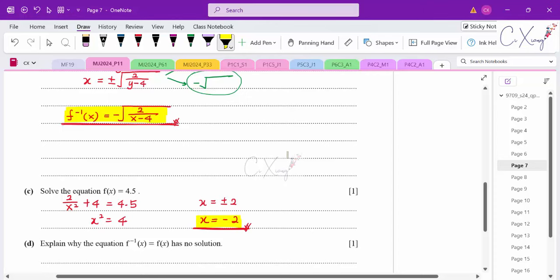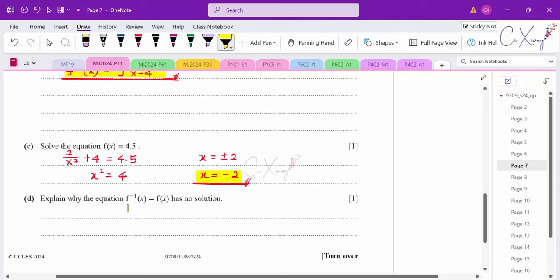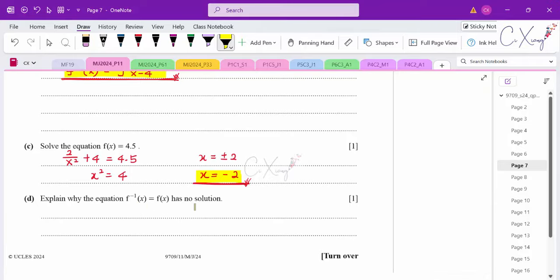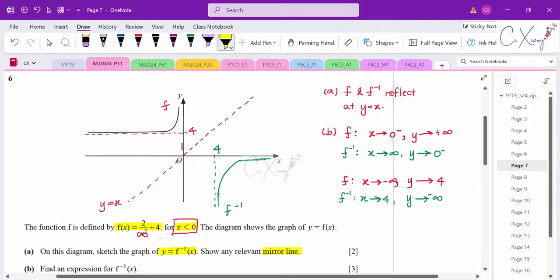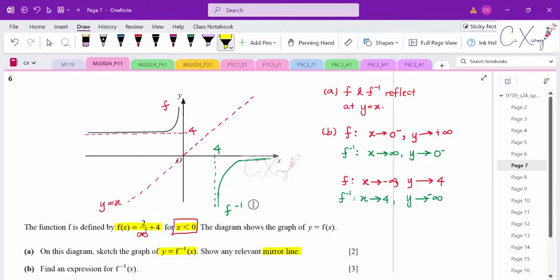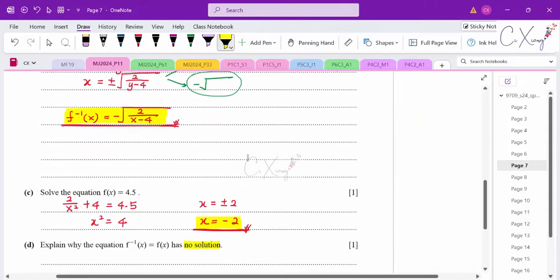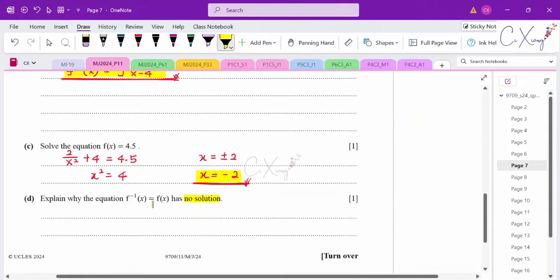Okay, and after that they are asking, explain why the equation f(x) equals f inverse has no solution. If you have a look at the diagram here, I think it's very obvious. You can see that the function f is in this quadrant, and the function f inverse is in this quadrant. Basically they won't intersect with each other. When they don't intersect, that means there's no intersection point, so there's also no solution when you have f inverse equals f.